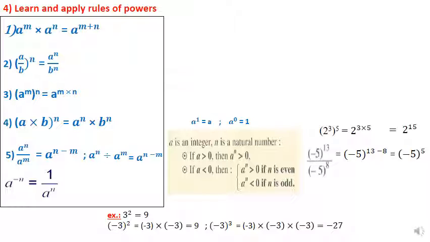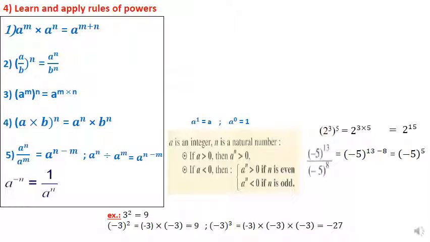If we have a over b, all to the power n, that means I can distribute the exponent to both a and b. For a to the power m, all to the power n, in this case we keep the base and we multiply the exponents. For a times b, all to the power n, you can distribute the exponent to a and b, so it's a^n times b^n, only if you have multiplication. Please pay attention to this rule very well.